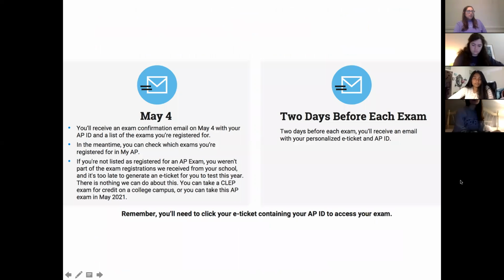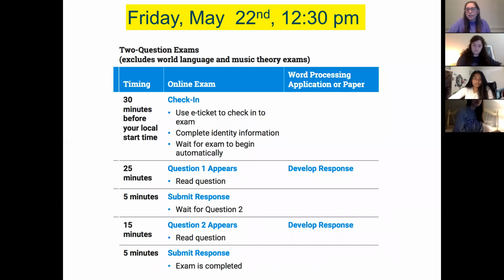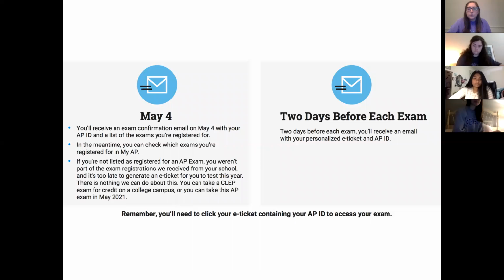You should have all gotten your AP ID and a list of exams you're registered for. I'm not sure if your AP ID changes with every test, but they did say they would. Okay, I didn't think so. But they will email you your AP ID 2 days before your exam and your e-ticket for that particular exam. So you should be getting that on May 20th. So do not delete it.